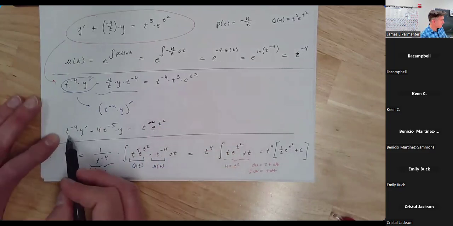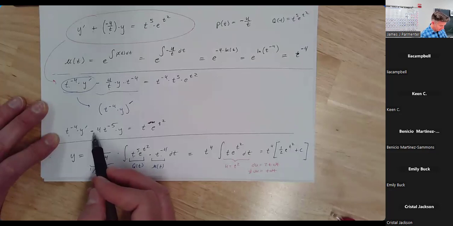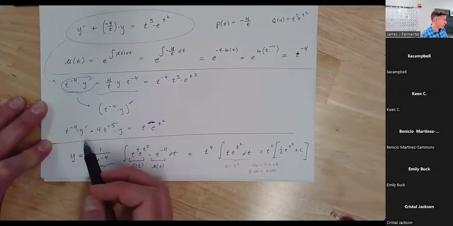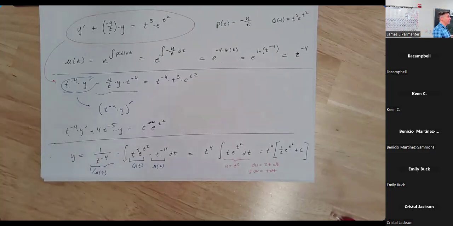Right? The derivative of t to the negative 4th is negative 4 times t to the negative 5th. So we really do have a product rule here. I can't say it enough times. It will always be the product rule for that part. That's just always how it's going to work. There is no other choice.